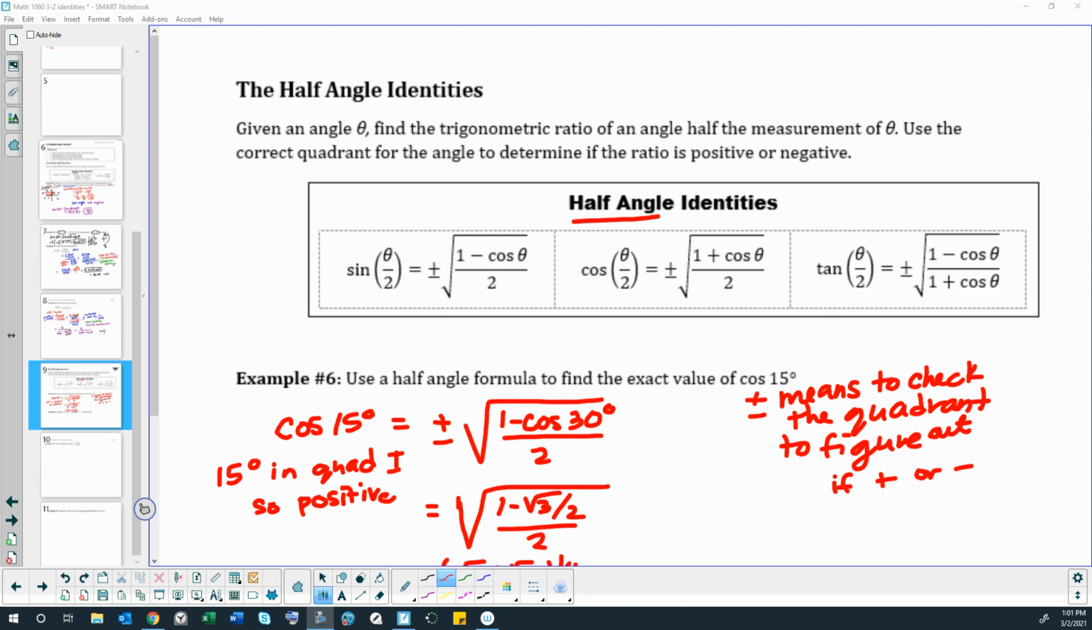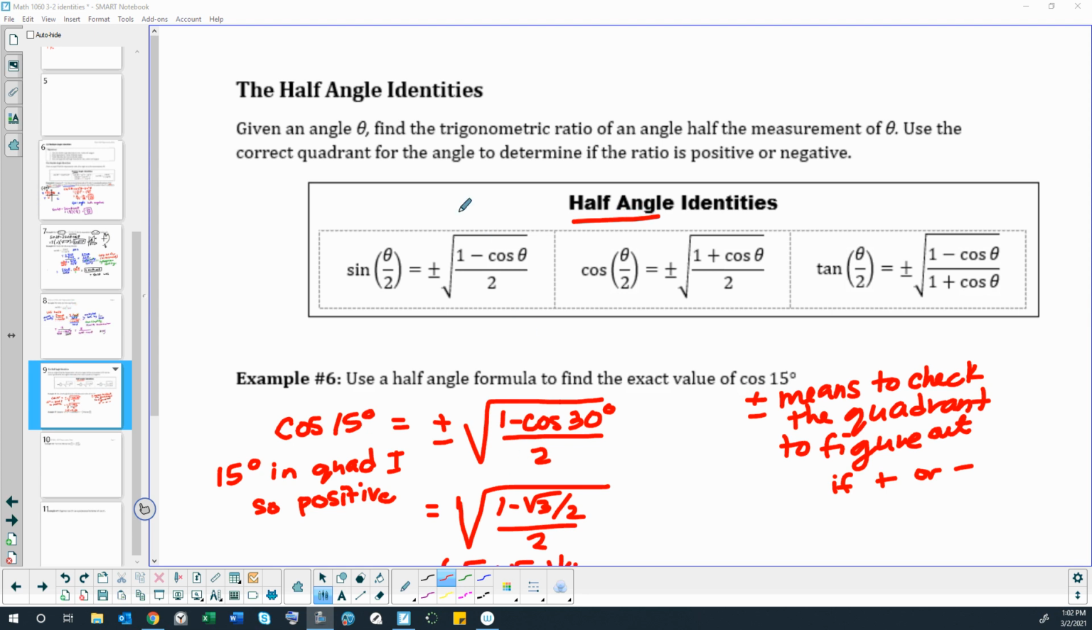Section 3.2. Here are our half-angle identities. Given an angle theta, find the trigonometric ratio of an angle half the measurement of theta. Use the correct quadrant for the angle to determine if the ratio is positive or negative.